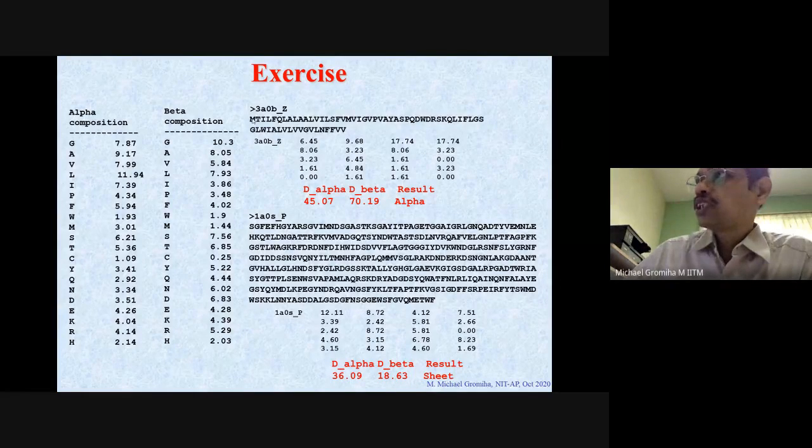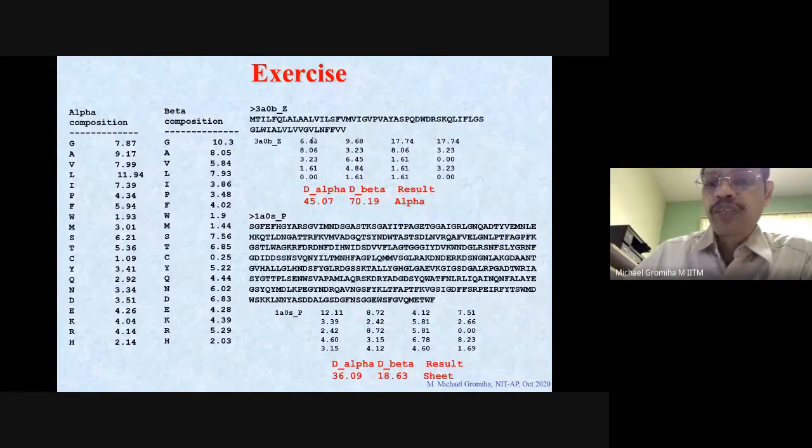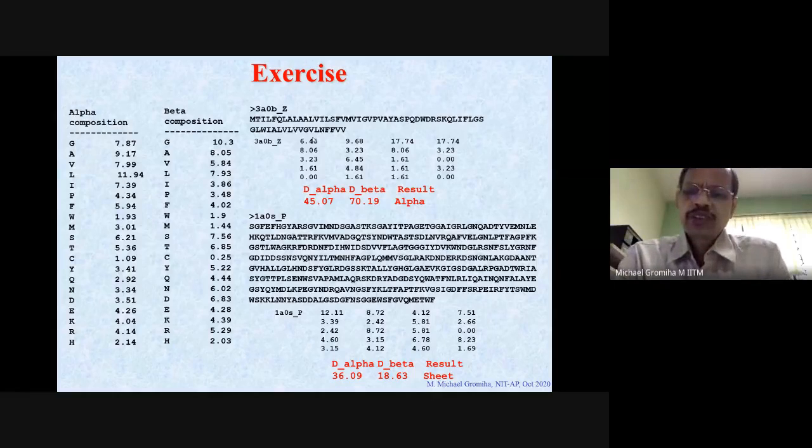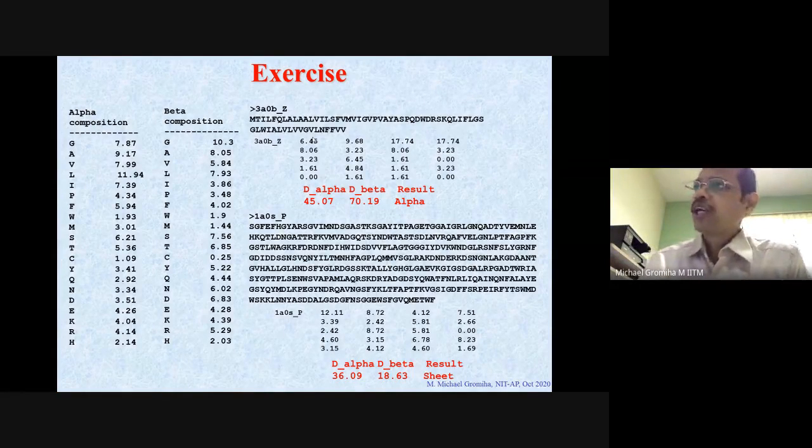Right. My question is to check whether a sequence belongs to alpha or beta, A or B. So how do you do that? First, what do you have to do? First you need to calculate the composition and get the deviation from A and the deviation from B, and then compare the deviations. You can predict whether it belongs to A or B, alpha or beta, right?